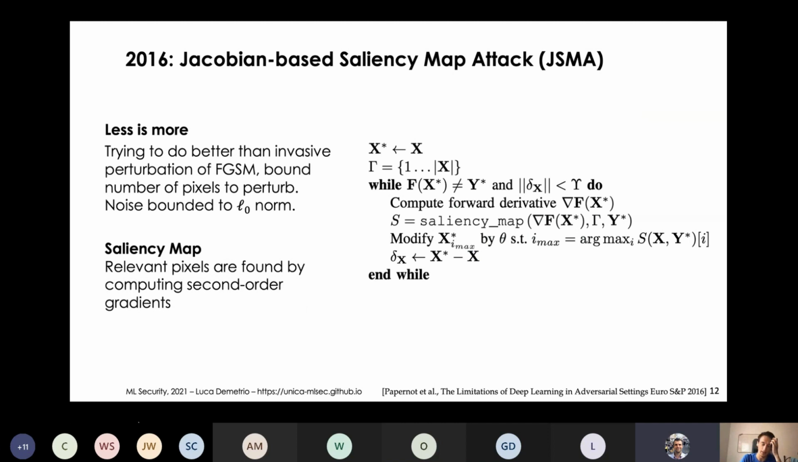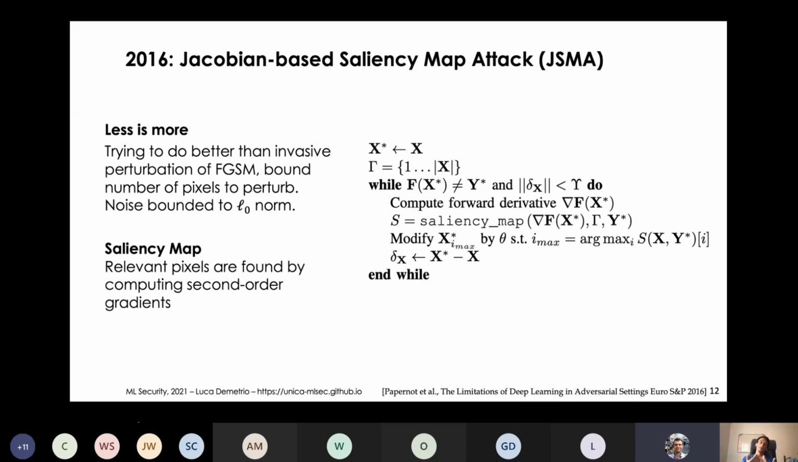So again, since we're in this less-is-more paradigm, at some point in time someone said, okay, now we want to do even better. We just want to count how many pixels we're going to edit. So we don't care about the L2 norm or the L infinity norm. We just want to count pixels. In this case, we are using the L0 norm.